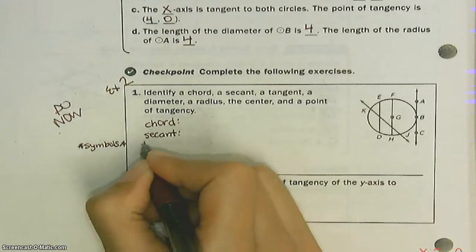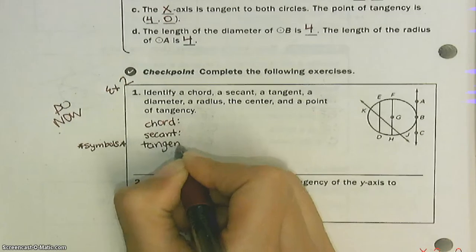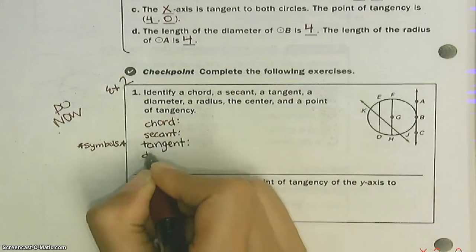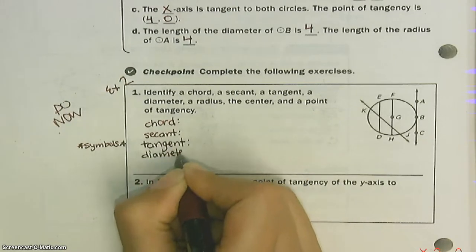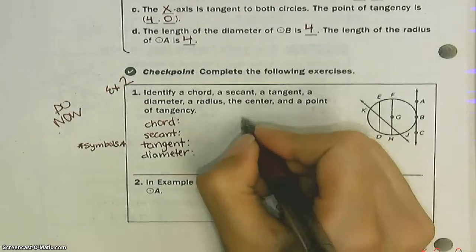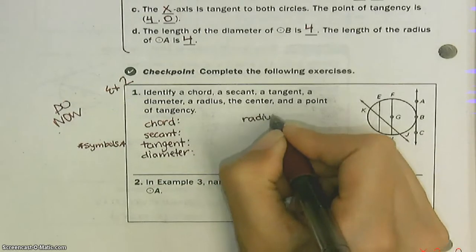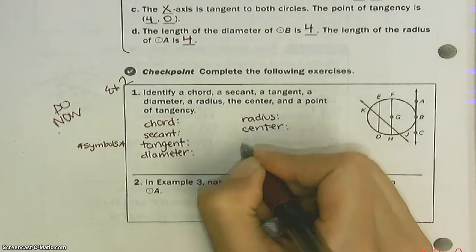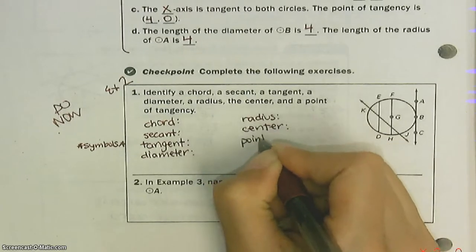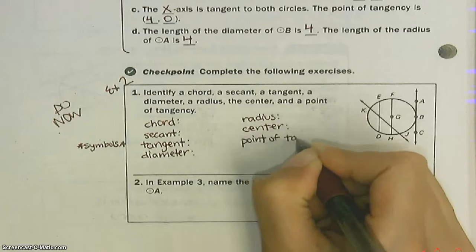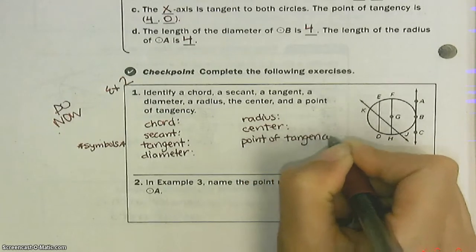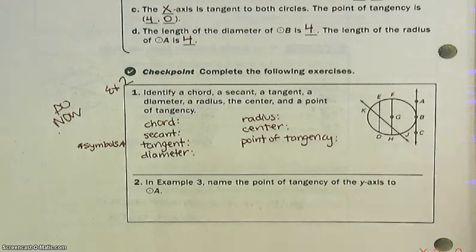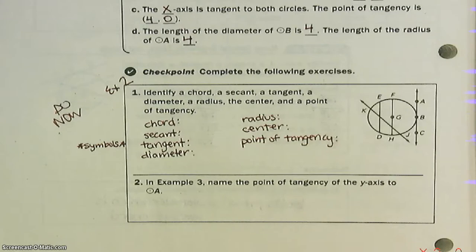A tangent is a line that touches once. A diameter is a chord that goes through the center. A radius goes from the center to the edge. The center of the circle, it's not too hard. And the point of tangency is where the tangent line touches. You need to give me all of those. Don't forget your symbols. And then example 3, name the point of tangency of the y-axis to the circle.